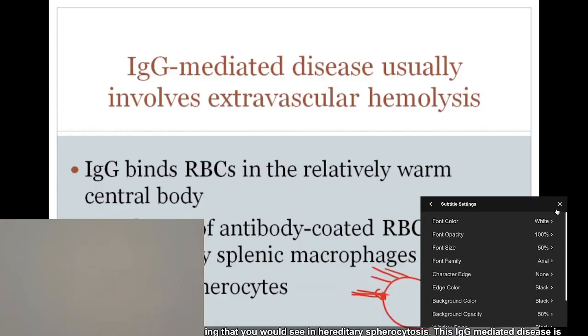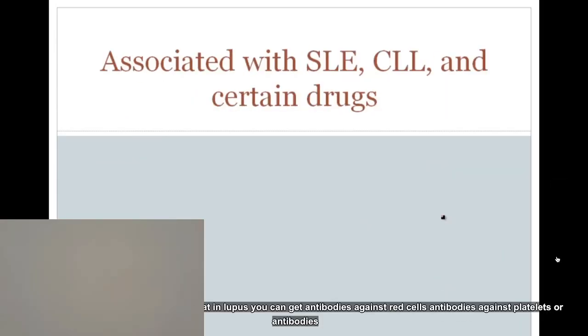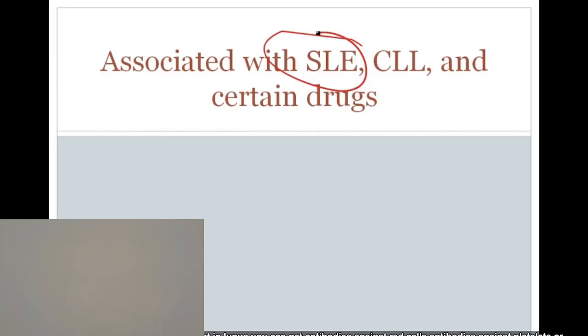This IgG-mediated disease is associated with lupus. Remember that in lupus, you can get antibodies against red cells, antibodies against platelets, or antibodies against white cells. It's also associated with CLL. In chronic lymphocytic leukemia, one of the complications is that patients can develop an autoimmune hemolytic anemia, usually IgG, and it's also associated with certain drugs.